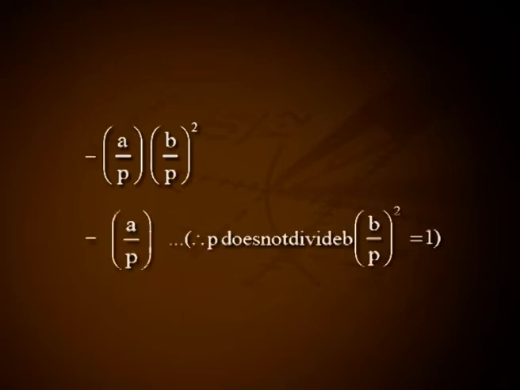3. (ab²/p) = (a/p)(b/p)(b/p), which is equal to (a/p)(b/p)², which is equal to (a/p), since p does not divide b, so (b/p)² is 1.